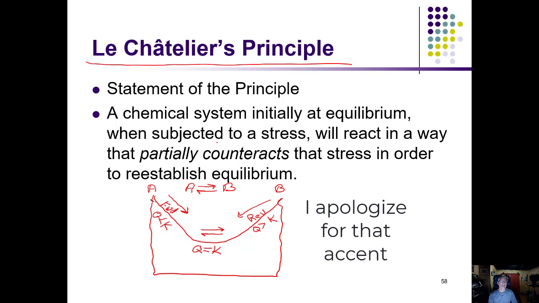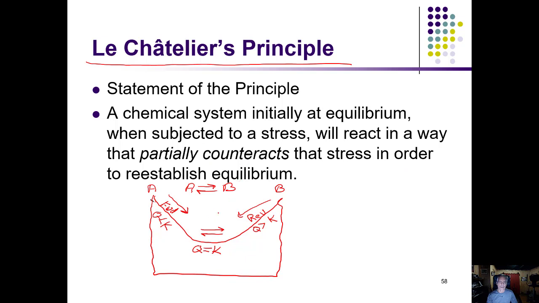And here's the way it works. Statement of the principle: a chemical system initially at equilibrium, so we're right down here. Here's our chemical system at equilibrium. When subjected to a stress, it will react in a way that partially counteracts that stress in order to reestablish equilibrium.